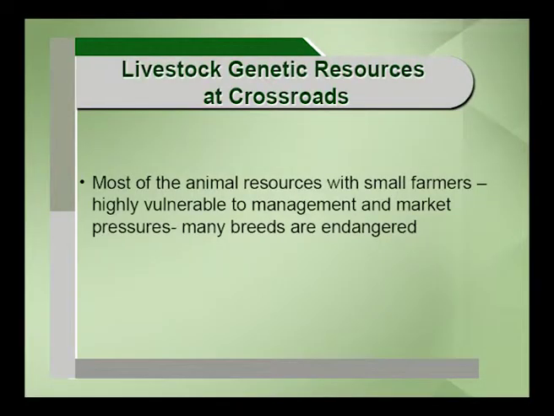The livestock we have discussed is a very important thing, but these livestock genetic resources are at a crossroad. Why? The first and foremost reason is that these animal resources are with small farmers, marginal farmers, and landless laborers. These poor people are highly vulnerable to externalities, management pressure, and market pressure, and because of this pressure many of their breeds are endangered and can be completely vanished at any time. So the animal genetic resources lying with small farmers are highly vulnerable to pressure.